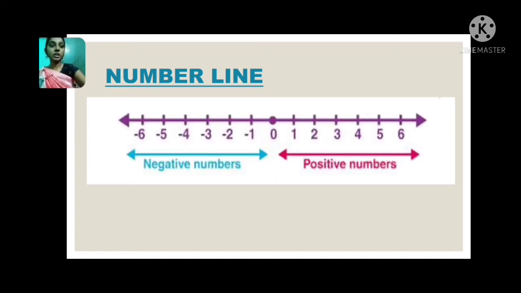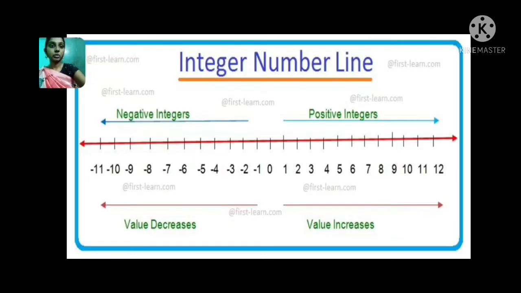To the right side of 0, fill all the positive numbers, and to the left side of 0, fill all the negative numbers. While filling in the integers, you have to fill them at equal distances. That is, all the integers should be continuous and equally spaced. In a number line, as we move towards the left, the value decreases, and as we move towards the right, the value increases. Now, let us solve a few problems based on the concepts we have learned.